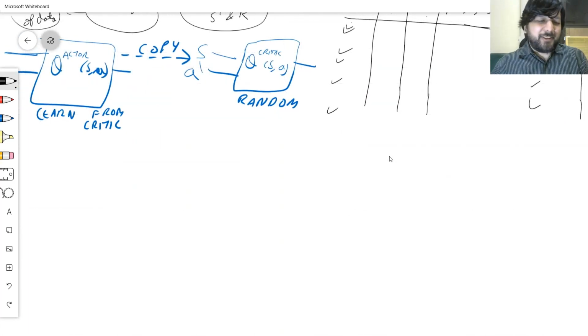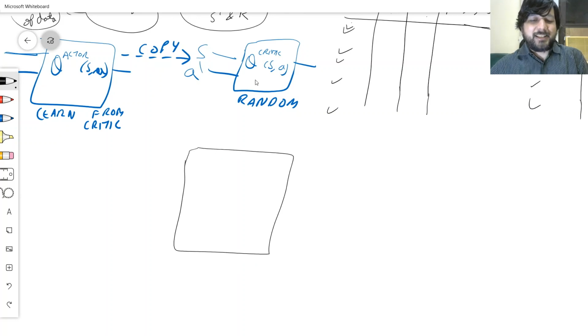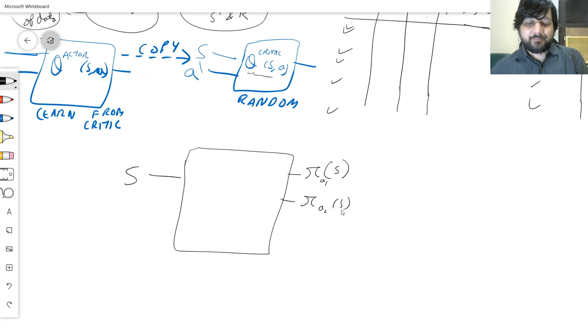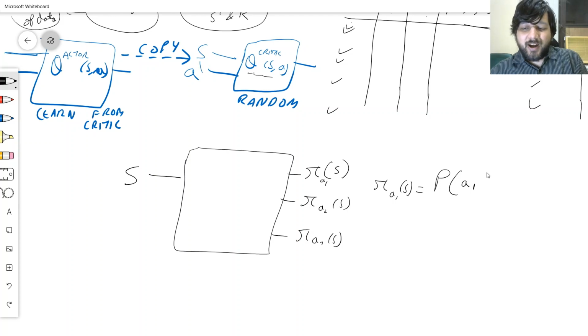One model that we did not discuss is called learning policy. So this is learning the Q values. I can also learn policies. So the input is the state S, the output is the policy, where pi(A1|S) is the probability that I select the action A1 given the state S.